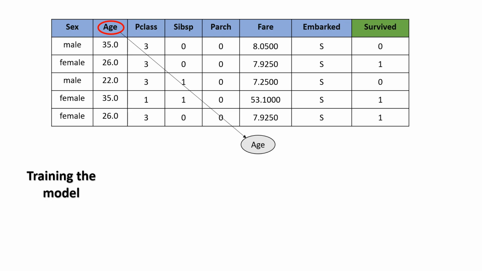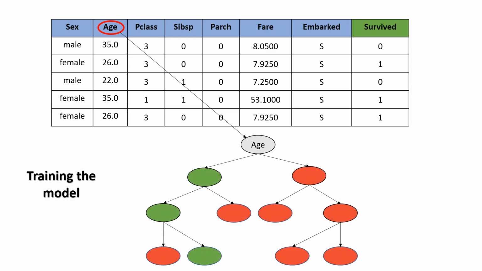Let's say we selected the feature age as the primary node. The other nodes are also randomly selected. So now the first tree is built. Similarly, we repeat this step to build many trees. Now the model is trained with this dataset.